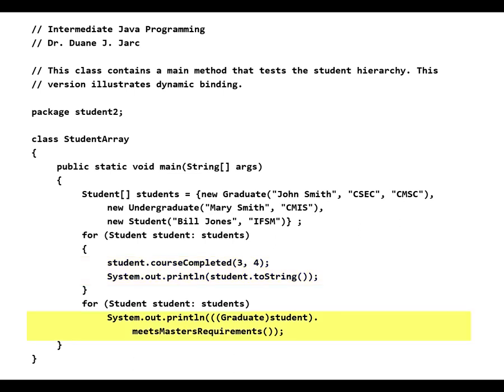Next is another for each loop. Inside is a call to the method of the graduate class, meets master's requirement. Notice that this call requires an explicit downcast. Try removing that downcast and you will see that the program does not compile. The reason being that the reference type of the loop variable is student and this method is not defined in the student class.